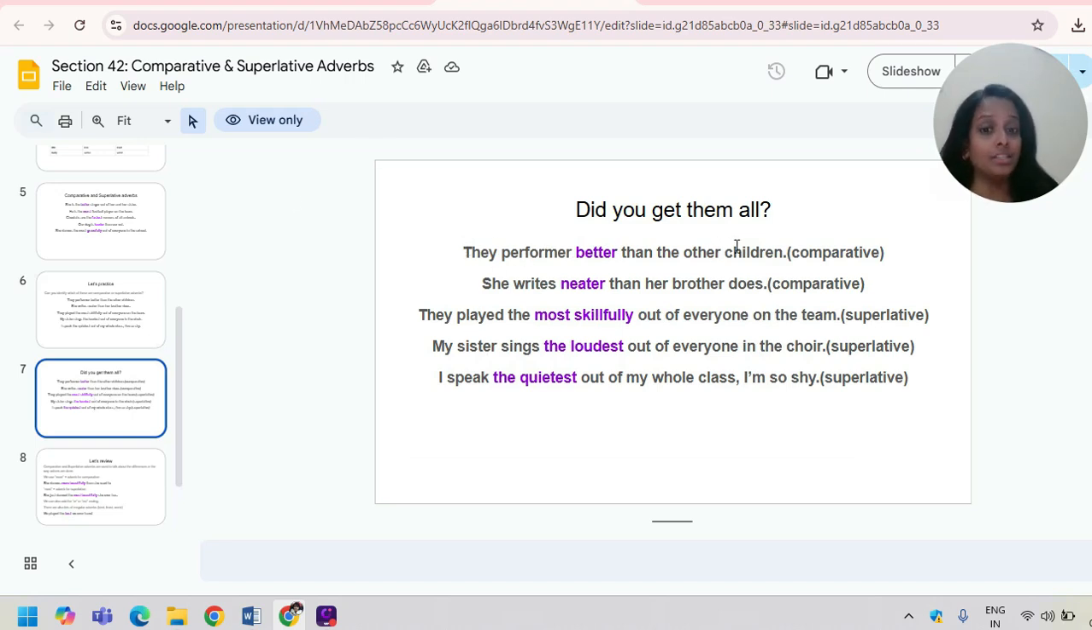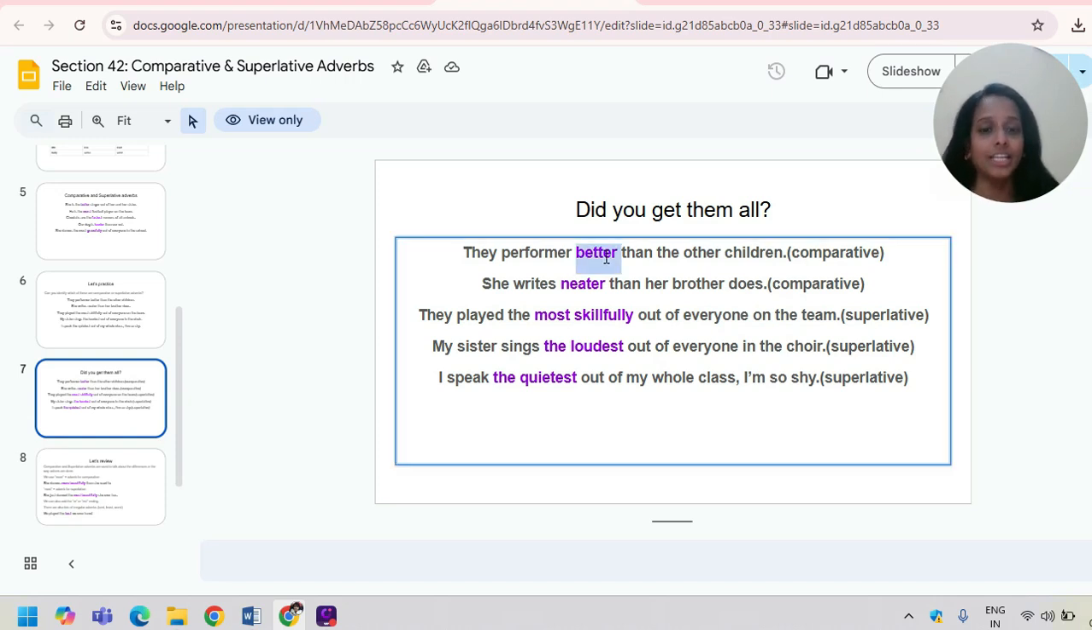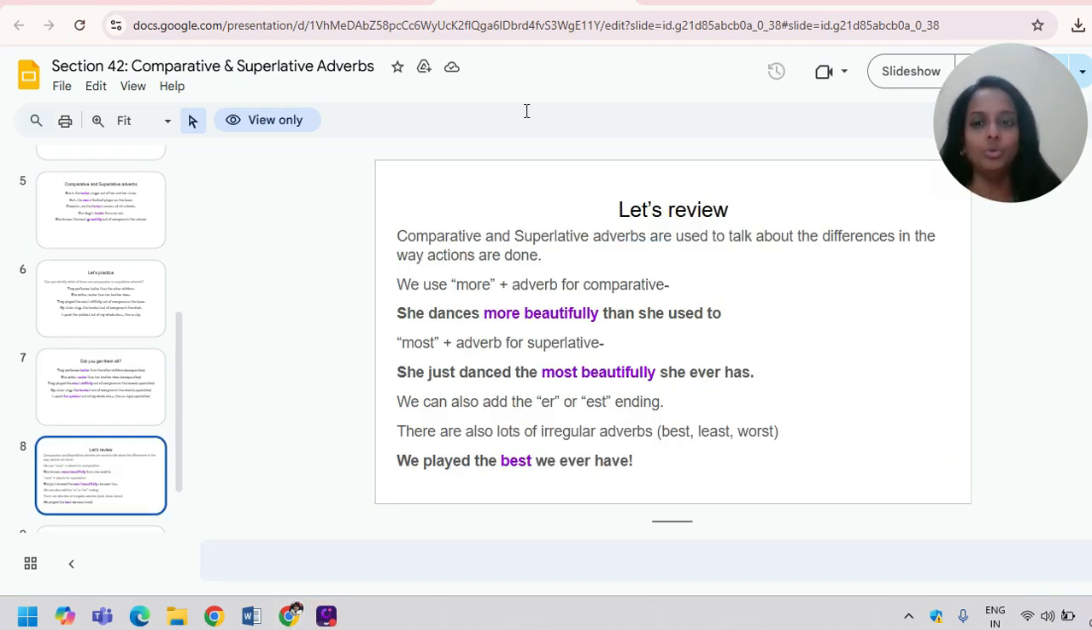They performed better than the other children. So better, comparative, right? We are comparing. She writes neater than her brother does. So again here we are comparing with her brother, so it's comparative. They played the most skillfully out of everyone on the team. This one is a superlative, most skillfully. My sister sings the loudest out of everyone in the choir. Again, with more than two people, so it's superlative. I speak the quietest, est form, so again, it's the superlative. Simple, isn't it? Now it's time for us to do a quick review.